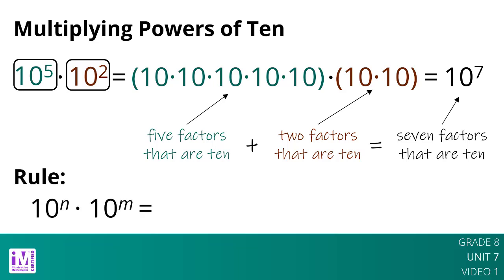In general, multiplying powers of 10 corresponds to adding the exponents together. This is one rule that makes it easier to understand and work with expressions that have exponents, since we don't have to write out every single term when multiplying powers of 10 together.